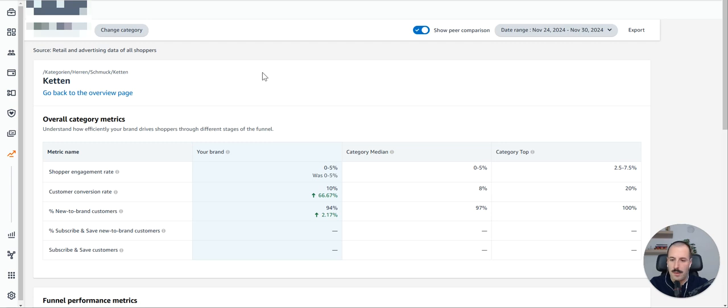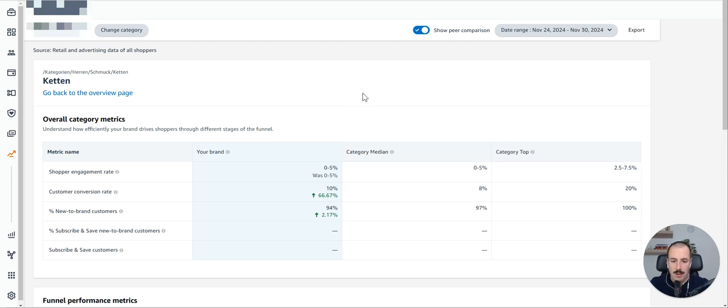Similar to the previous video, please make sure that you've selected the proper category for your products because the data can vary a lot. Also, make sure to compare the date ranges. It's interesting, for example, to have two tabs open for brand metrics, one for the overview page and one for this detail page, and then you can compare what you see on the previous page to this one, as I'll do in this video.